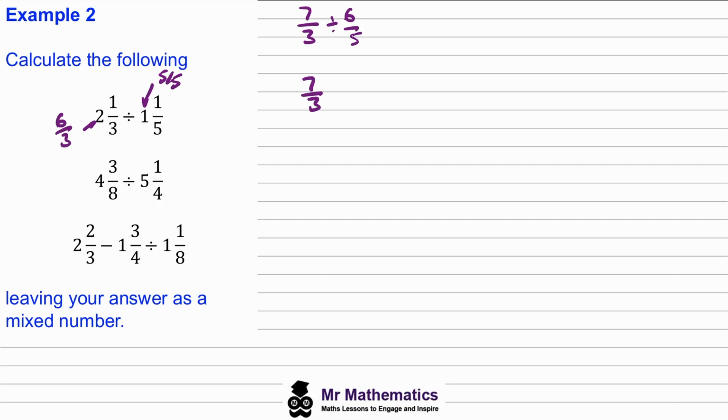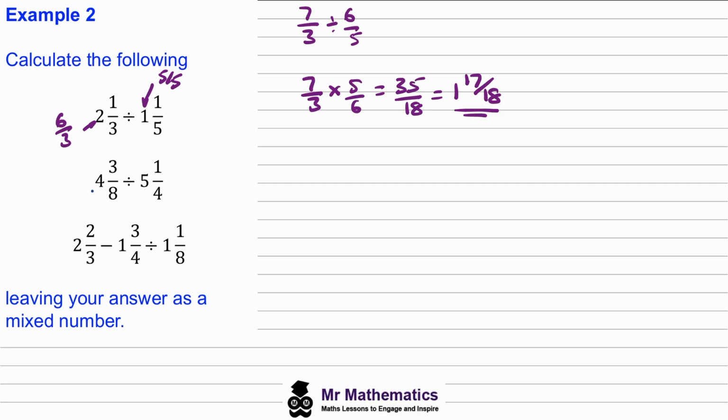So we'll have 7/3. We'll change the divide to a times, and we'll reciprocate this fraction, 5/6. And you can see there's no common factors here between the 7 and the 6 and the 5 and the 3. So this will just be 7 times 5, and 6 times 3 is 18. This will be 1 and 17/18. How did you get on with that?